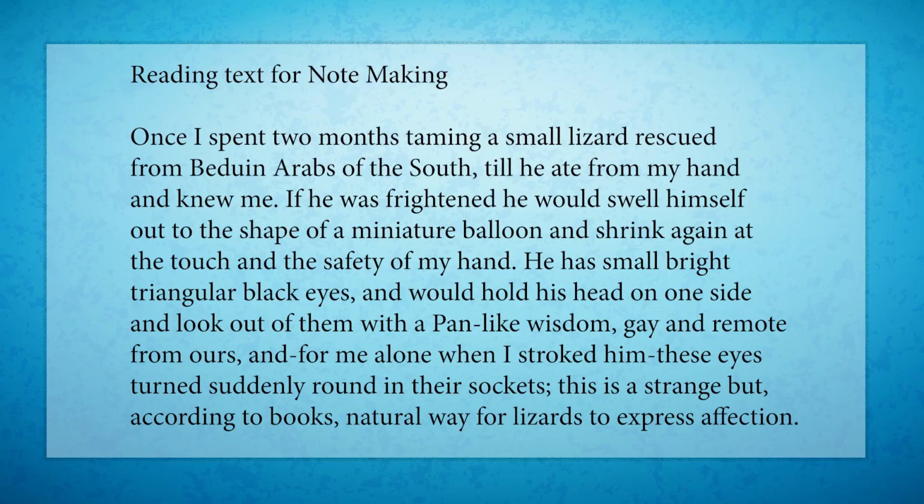One spent two months taming a small lizard rescued from Bedouin Arabs of the south, till he ate from my hand and knew me. If he was frightened, he would swell himself out to the shape of a miniature balloon and shrink again at the touch and the safety of my hand. He has small, bright, triangular black eyes and would hold his head on one side and look out of them with a pan-like wisdom, gay and remote from ours, and for me alone when I stroked him these eyes turned suddenly round in their sockets. This is a strange but, according to books, natural way for lizards to express affection.